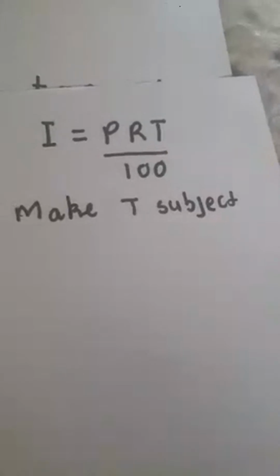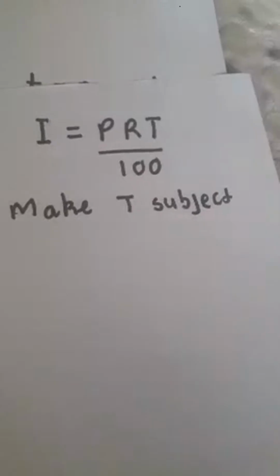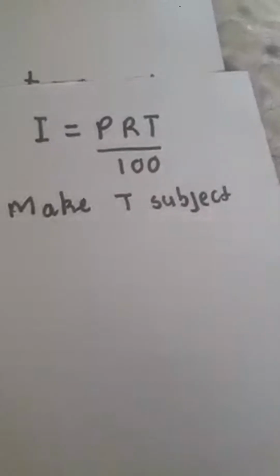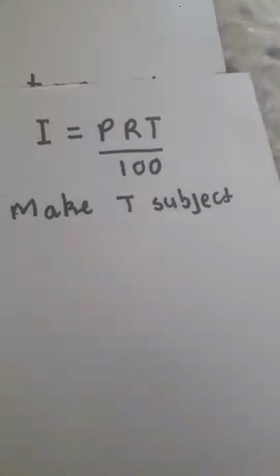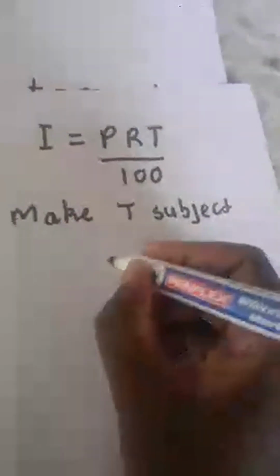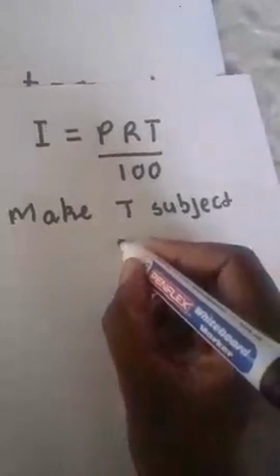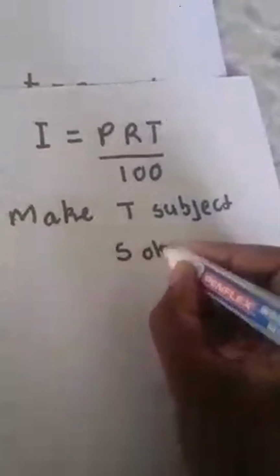So there's a question. Your interest is equal to PRT over 100, and we're asked to make T the subject of the formula. Okay, so let's sort it out. Solution.